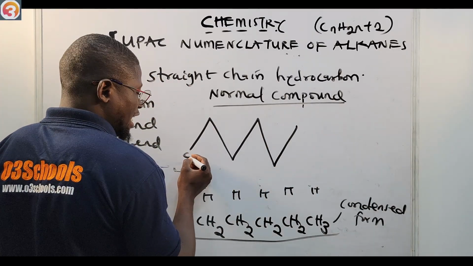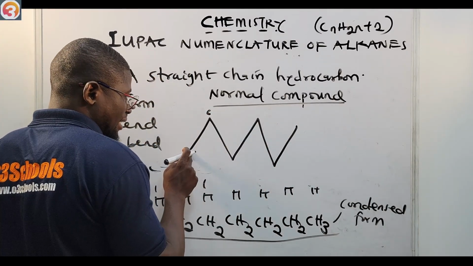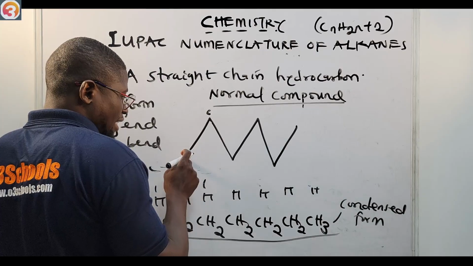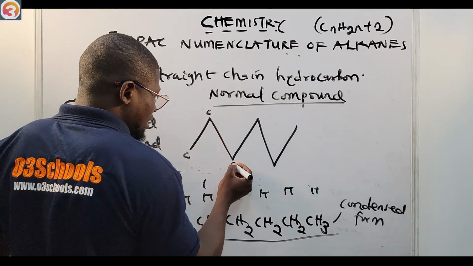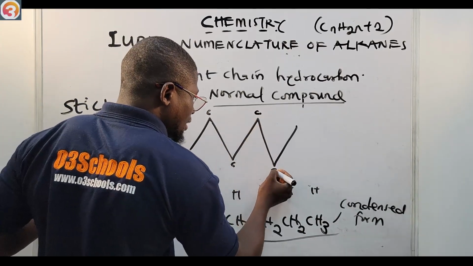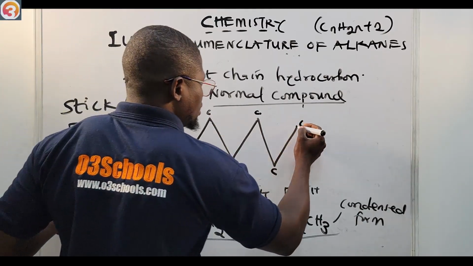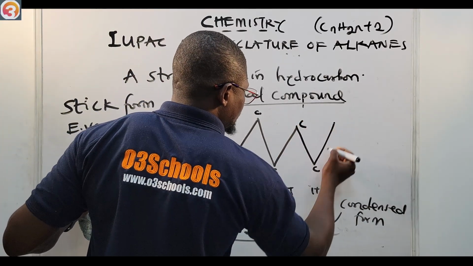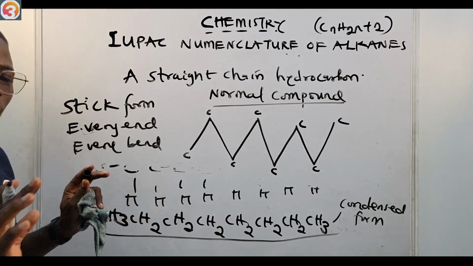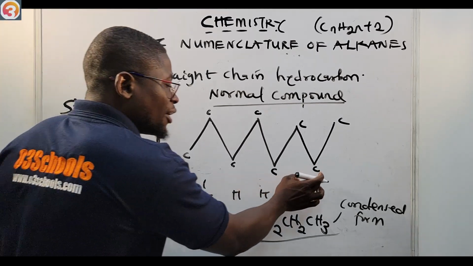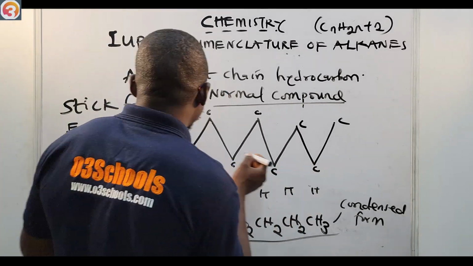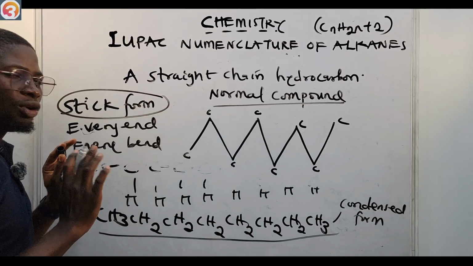There's a carbon atom here. This is an end. This is still a bend. This is a carbon atom here. There's a carbon atom here, here, here, and here. 1, 2, 3, 4, 5, 6, 7, 8. So this is normal octane. This is a straight chain hydrocarbon, but it is represented in stick form. So do not be confused.